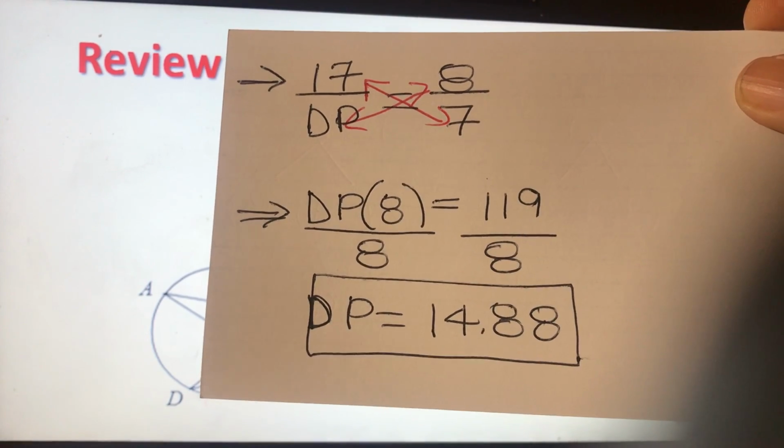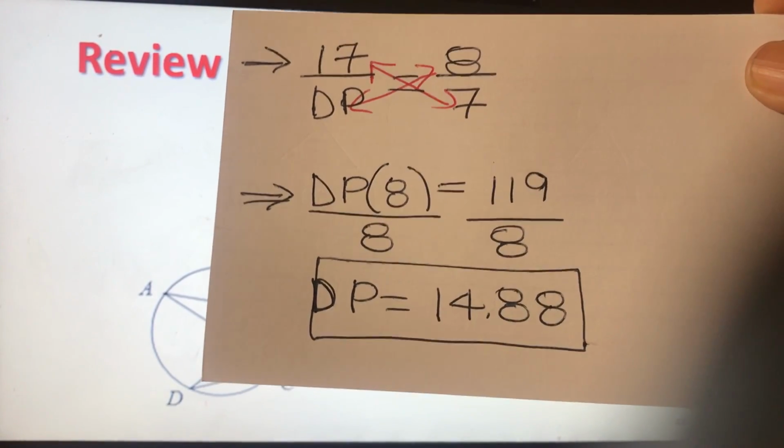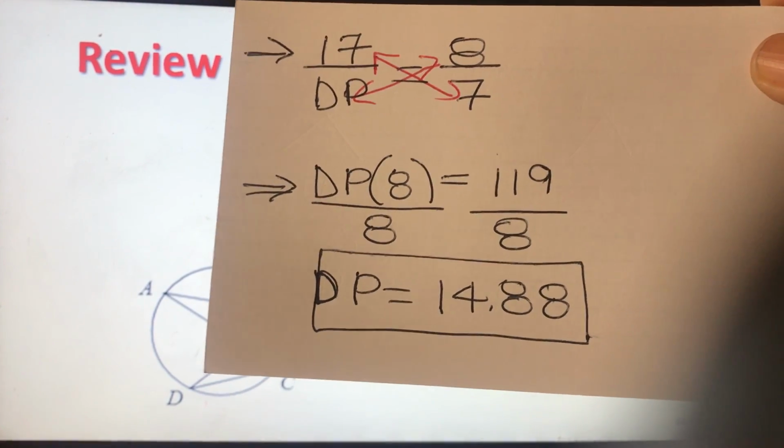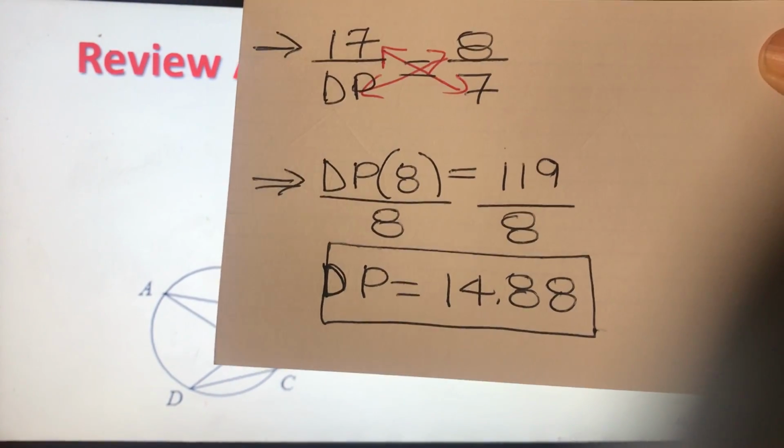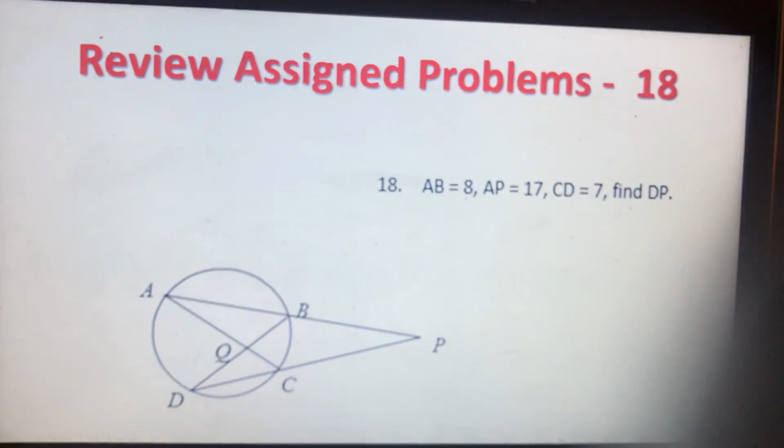Again, using our division property, we divide by 8 on both sides. And so the measure of line segment DP is going to be equal to 119 divided by 8, which is 14.88.